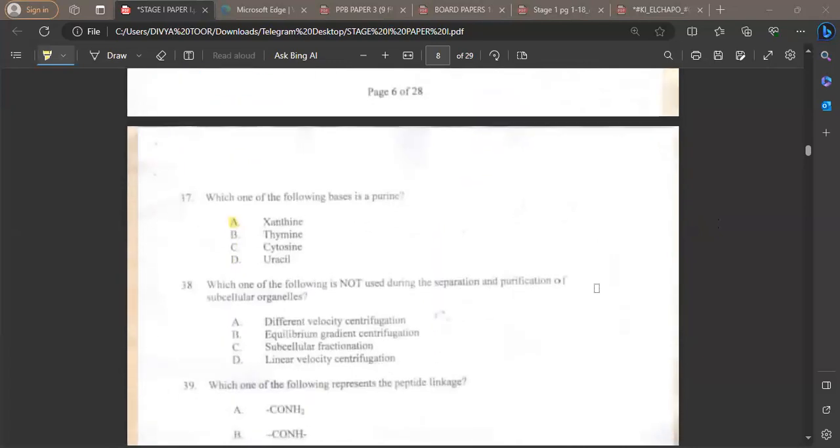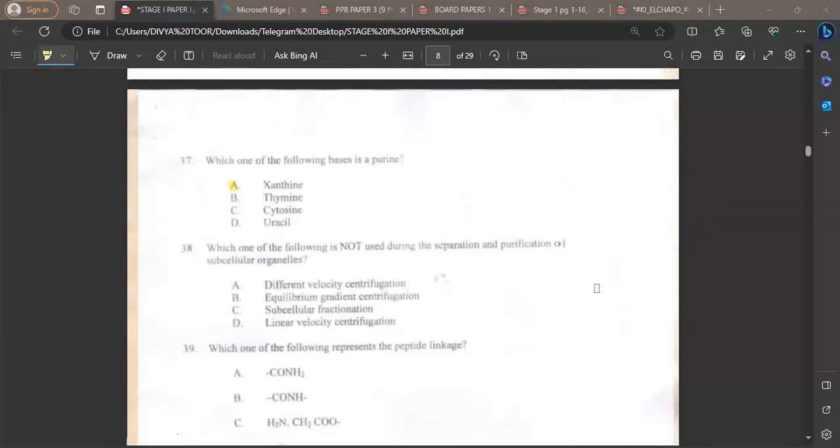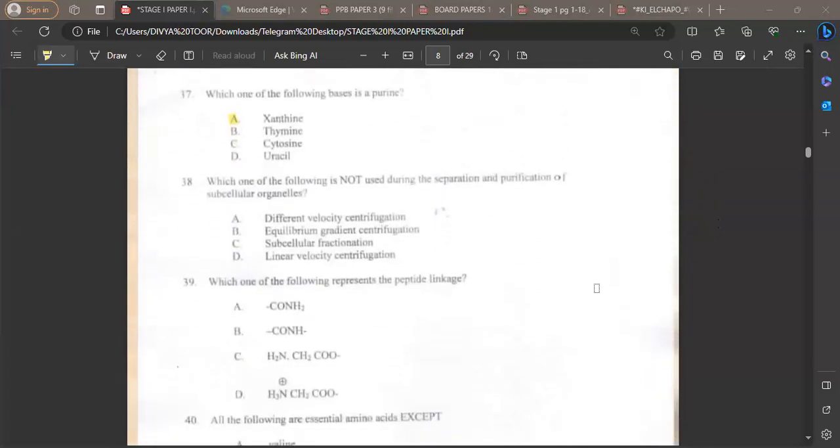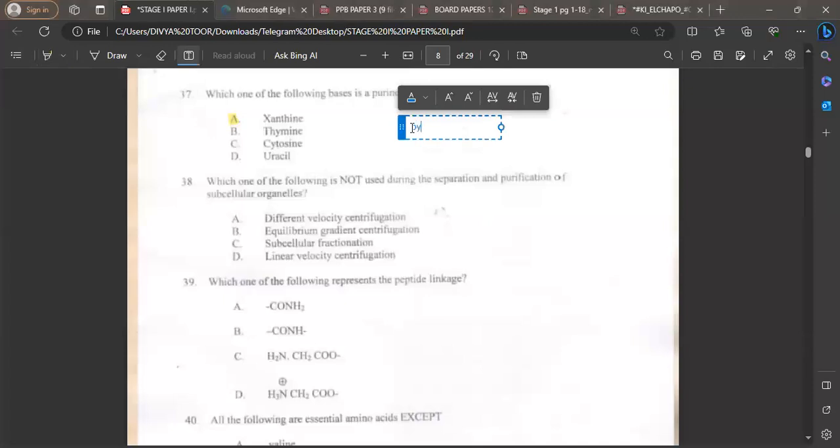Okay, so which one of the following bases is a purine? Xanthine, thymine, cytosine, uracil. We need to know what the pyrimidines are and what the purine bases are.